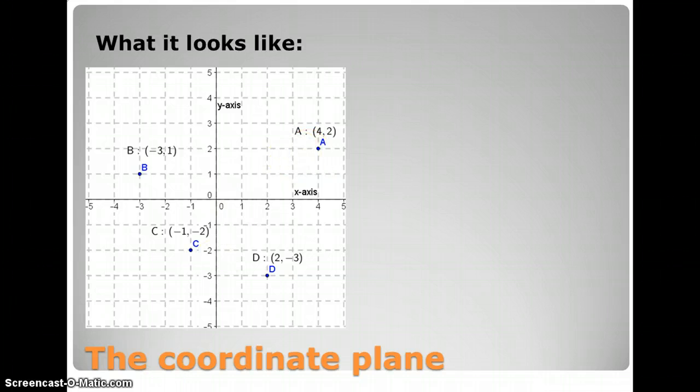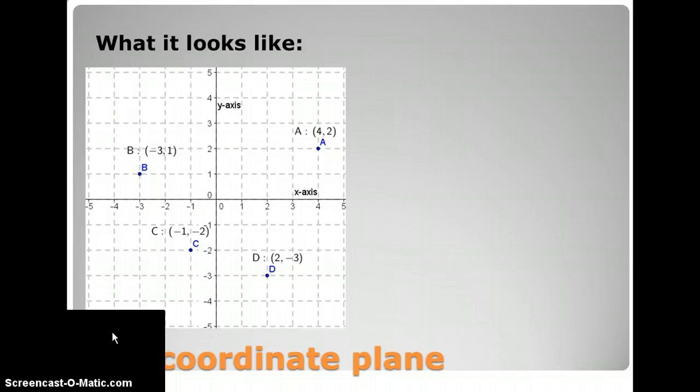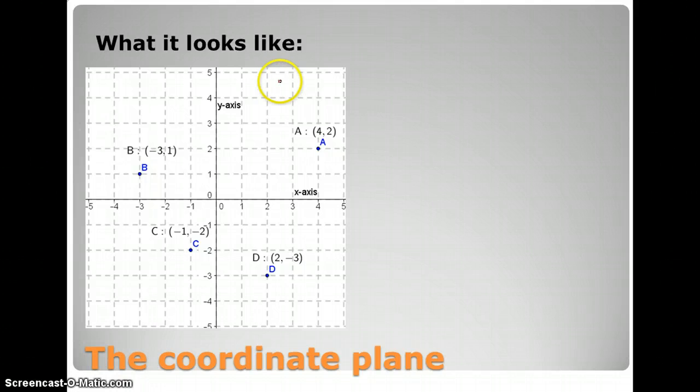And you'll notice that in quadrant 1, this is this first area right up here. Our values of the coordinates are all positive. So we have a positive x value and a positive y value.